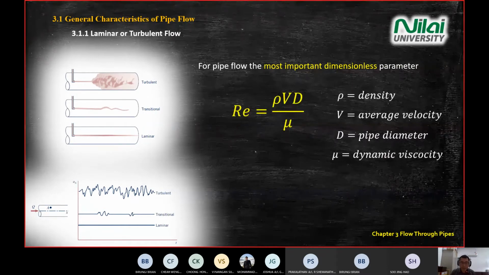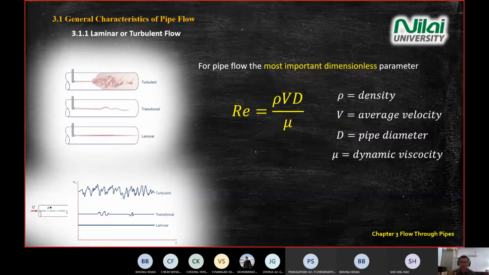So I think I jumped some slides already. For question number 4, we'll come back later. I think the slide jumped a bit. So this equation is for question number 5. To judge whether the flow is turbulent, laminar, or transitional, we'll use this equation. This equation is very, very important in chapter 3. I emphasize again, this equation is very, very important for this chapter.